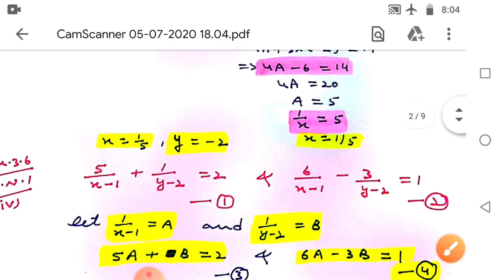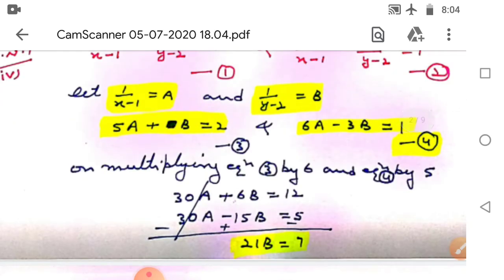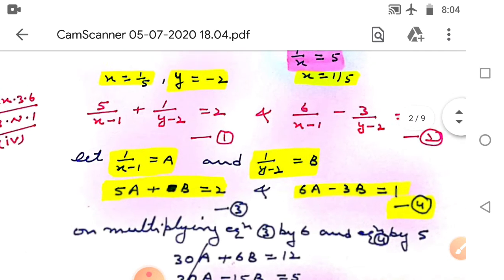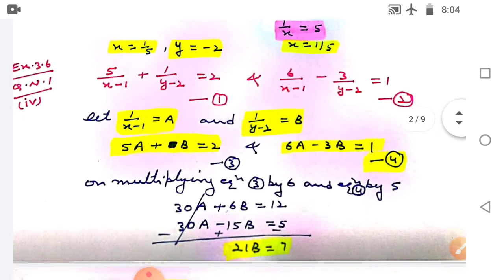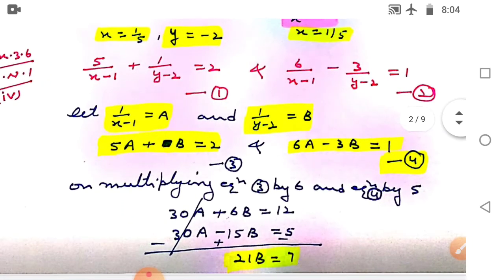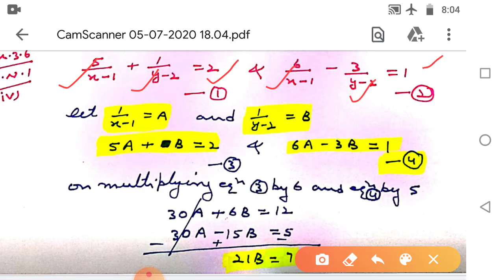Now 3.6, first question, fourth part. Look at here: 5 upon x minus 1 plus 1 upon y minus 2 is equal to 2. And the second equation is 6 upon x minus 1 minus 3 upon y minus 2 is equal to 1.